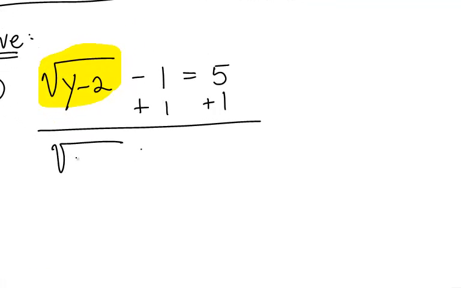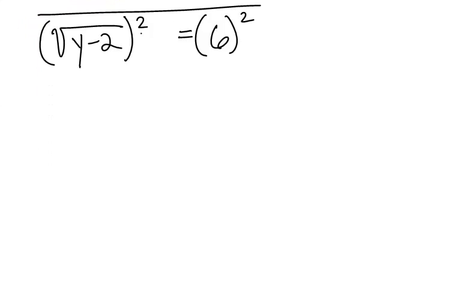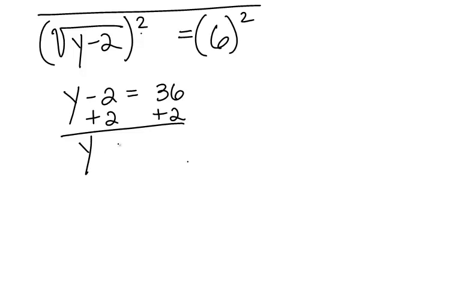Isolate the radical, get that radical by itself. And then if it's a square root, to get rid of that radical, square both sides. If it would be a cube root, you'd cube both sides. So all that's going to do is get rid of that radical. So you'd have y minus 2 equals 36. Add 2 to both sides, and y equals 38.